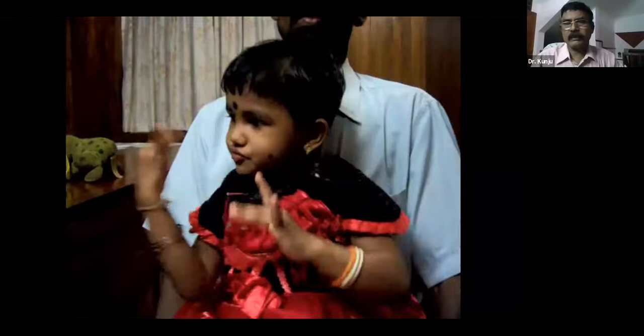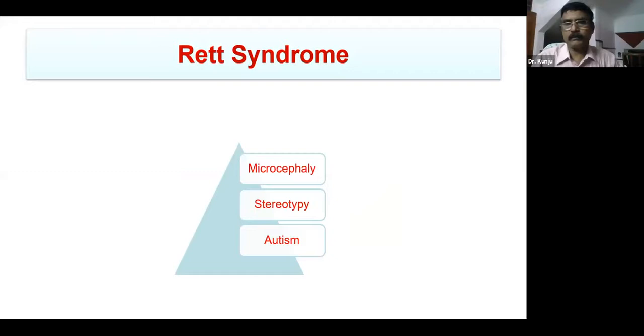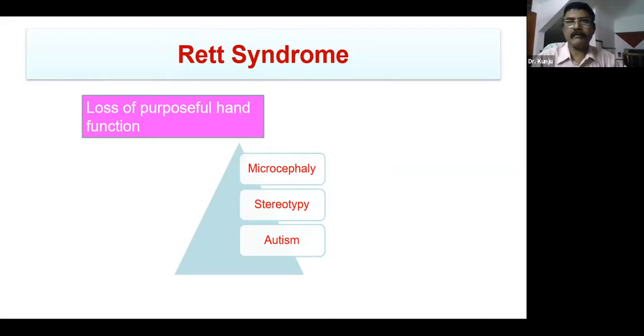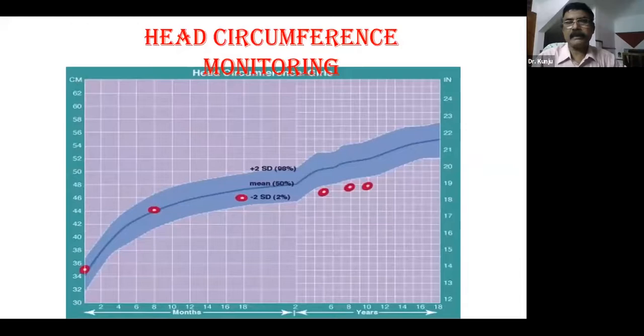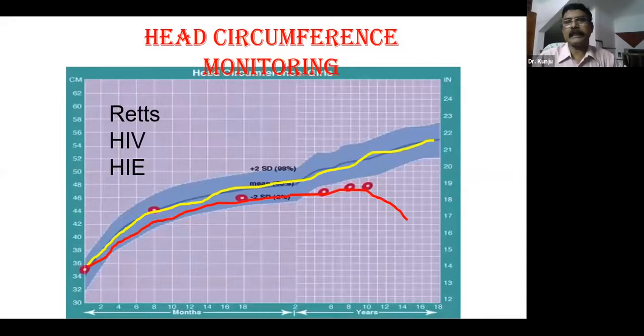Very much characteristic is seen in this case. I think all of you can make a diagnosis with the hand washing movement with autistic features. You can see that hand washing movement and mouthing movement, that is Rett syndrome. So Rett syndrome, the triad is microcephaly, stereotypic movements, that is the hand washing movement or hand mouthing movement, and autistic features. And they usually will be having a loss of purposeful hand movements.